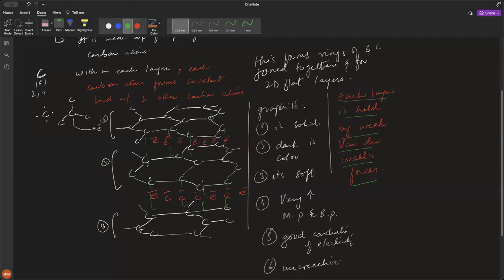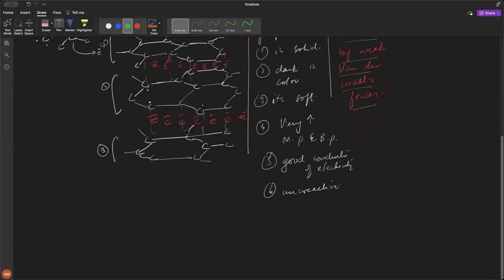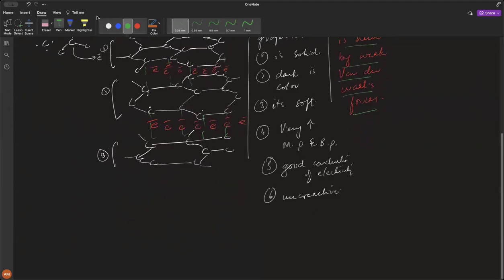Now we are going to be discussing why the physical properties. All of these physical properties: graphite is solid, dark in color, soft, has a very high melting and boiling point, good conductivity, and is unreactive. Why are these physical properties there? We'll explain each of these physical properties. Why do we find it over there? Okay. Let's write about it.